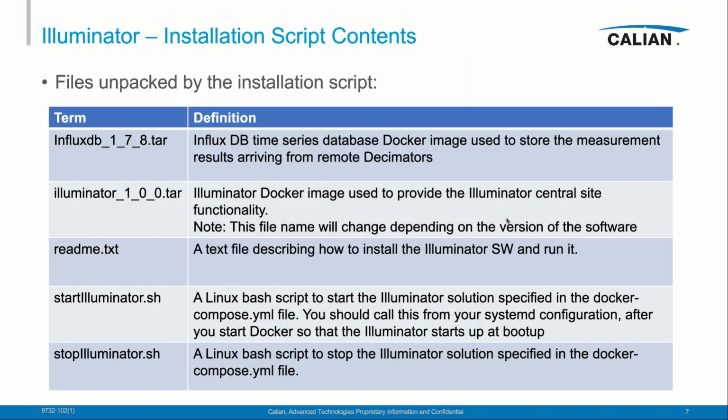So these are some of the files that get unpacked by the installation script. The InfluxDB 178 tar is your time series database, where we store all the measurement data. The Illuminator 100 tar is the Docker image for the application. There's a README, which is a text file, and it describes how to install the Illuminator software and run it. So it's similar to what you're seeing now. And then there are start and stop Illuminator scripts. So if you want to specifically start and stop the system, you can do that from the command line.